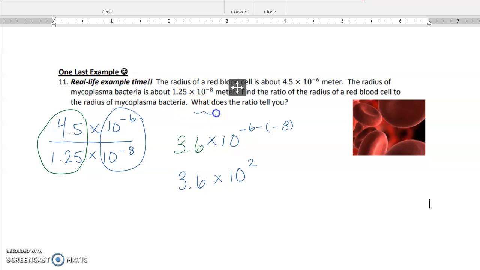It asks us, what does the ratio tell us? It's telling us that a red blood cell is 3.6 times 10 to the second times bigger than the radius of the mycoplasma bacteria.